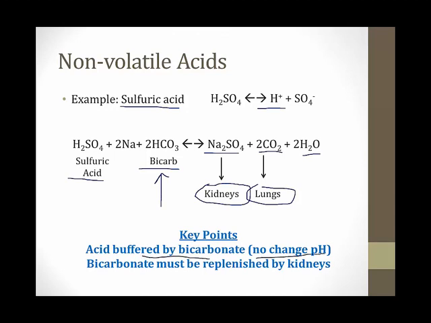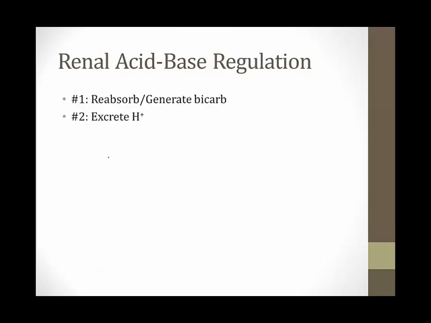But note that this reaction on the screen consumes several molecules of bicarb, so the bicarb has to be replenished by the kidneys, and that's the kidney's role in acid-base balance. So now let's talk about how the kidneys regulate acid-base balance. The kidneys need to do two things in order to maintain bicarbonate as a buffer in the plasma. First of all, they need to reabsorb all filtered bicarbonate and also generate new bicarbonate, and then they also need to excrete H plus protons.